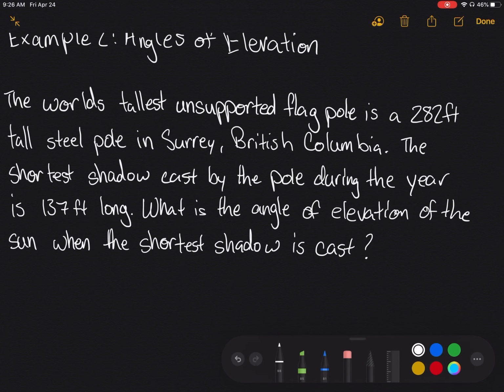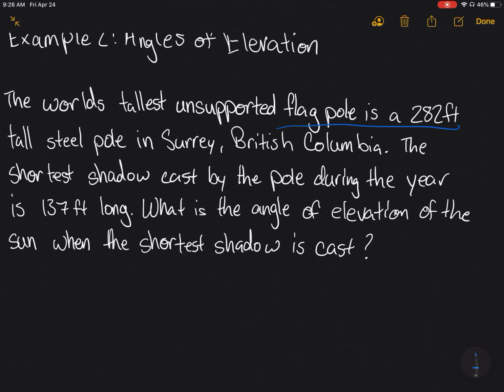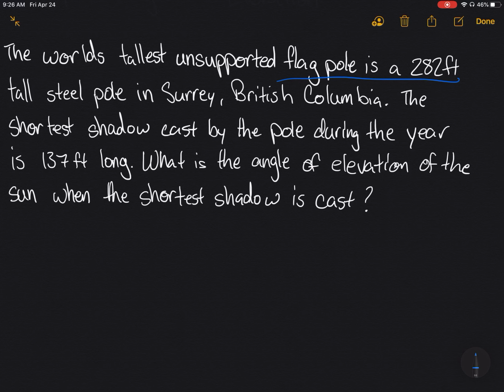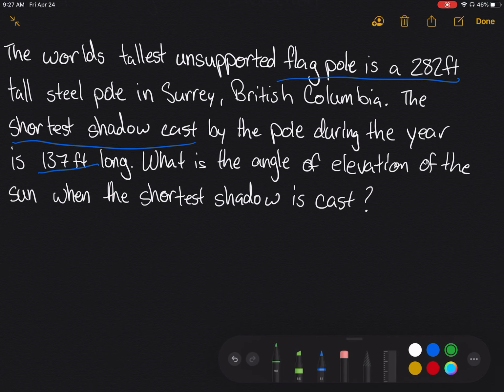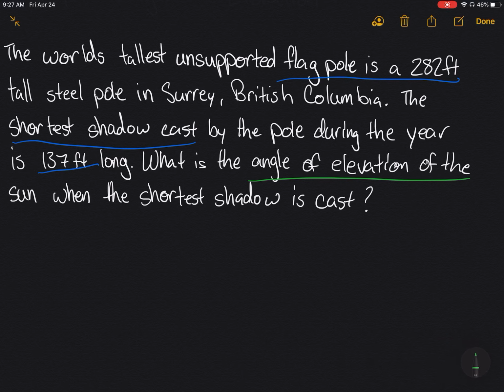So important information in the problem. One, our flagpole, the true height is 282 feet tall. And the second piece of information that we have is that our shortest shadow is 137 feet long, and our goal is to find the angle of elevation of the sun. So we shouldn't be getting a length, we should be getting an angle, a degree measure, right? So we can base whether our answer makes sense on whether we're actually getting an angle measure or not. If we get a side length, then we've probably gone about this the wrong way, okay?